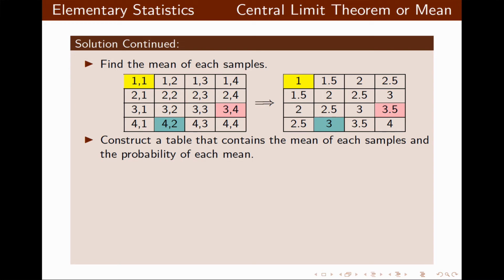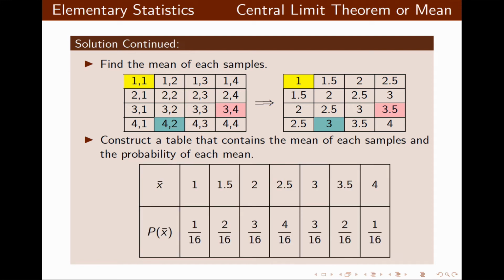Now we're going to make a table that contains these means and the probability of each mean. So we had a mean of 1 with the probability of 1 over 16, the mean of 1.5 with the probability of 2 over 16, and so on and so forth. I did not reduce the probabilities, so if we were to add them all together, the denominator would be the same, and we should get 16 over 16, which is total probability 1.